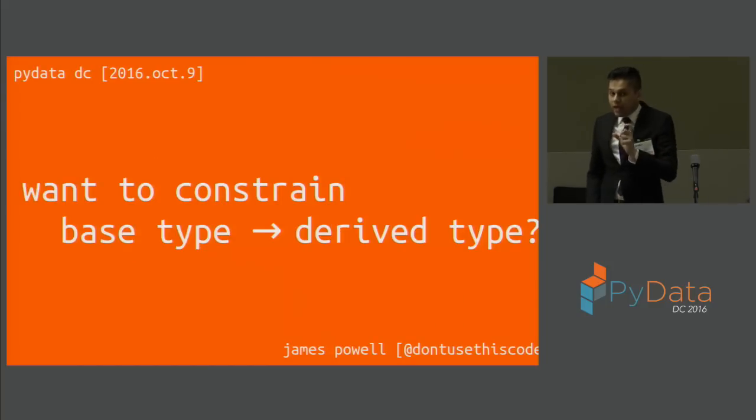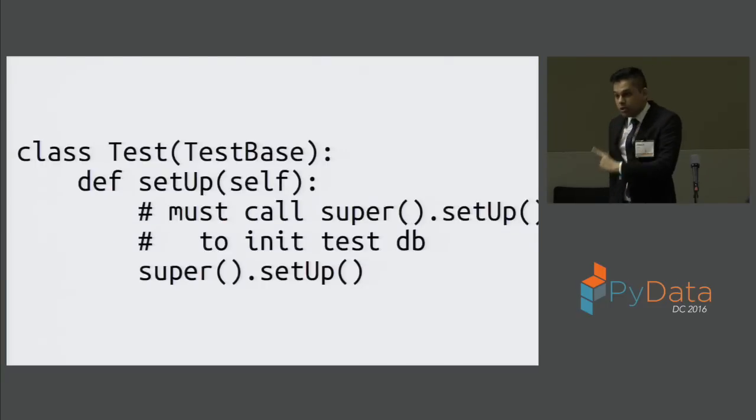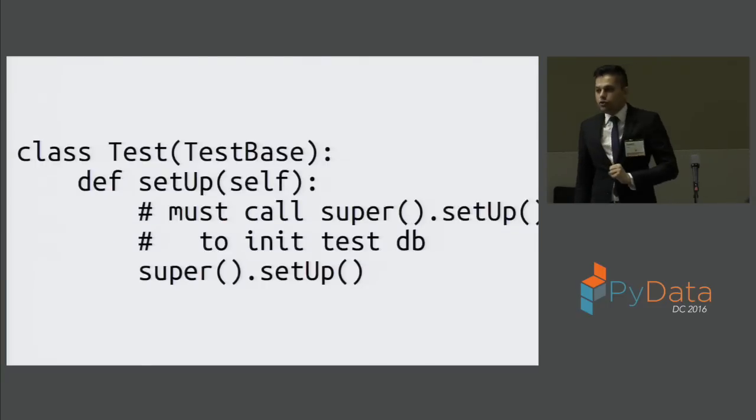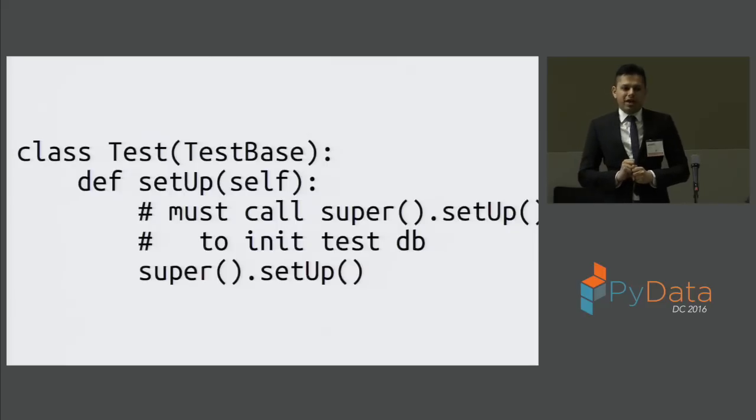Because when you want to enforce that constraint, for example, in a real situation I saw, we had a unit testing suite, and in that unit testing suite, we had to set up a test DB in all of the unit tests that we wrote. And in order to set up the test DB, we had to call super setUp. And a bunch of people were forgetting to call super setUp, and their unit tests were writing against a production database.